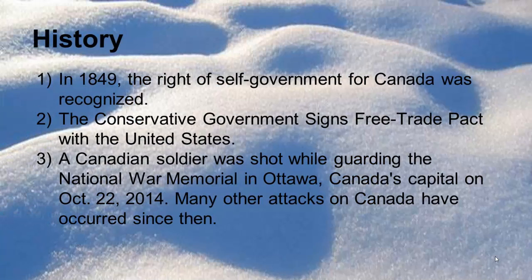Canada's history is very rich and interesting. Here are 3 of the most important events. In 1849, the right of self-government for Canada was recognized. The Conservative government sends free trade back to the United States. A Canadian soldier was shot while guarding the National War Memorial in Ottawa, Canada's capital, on October 22nd, 2014. Many other attacks on Canada have occurred since then. That's illegal.